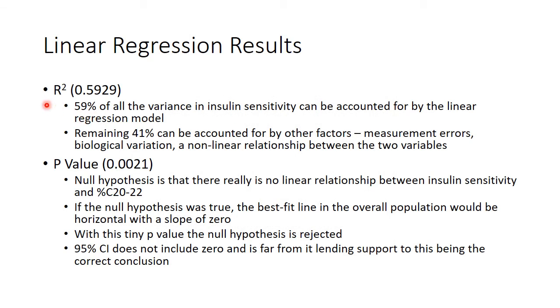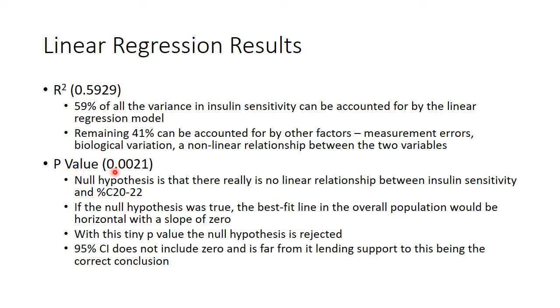So we mentioned that the R squared value here is 0.5929. So basically what we can say is that 59% of all the variance in the insulin sensitivity can be accounted for by the model. That means that we still have 41% that is accounted for by other factors. So this could be due to things like biological variation, measurement errors, or if there is a nonlinear relationship between the two values here. We'll talk more about that a little bit later. But basically just know that when we see an R squared value like this, we can say that 59% of that variability in the Y value is determined by the X value essentially.